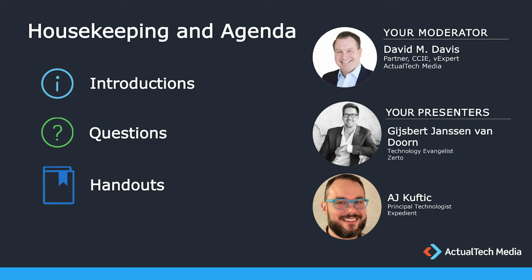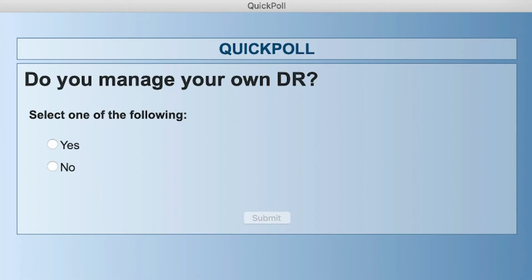Before I hand it over to Gijsbert, we first have a poll question. I want to bring that up now. The question that you should see on your screen is simply, do you manage your own DR? It's a simple yes or no question. Should be easy to answer. I'll share the results of this poll with you, and you can see how you stack up with your peers.